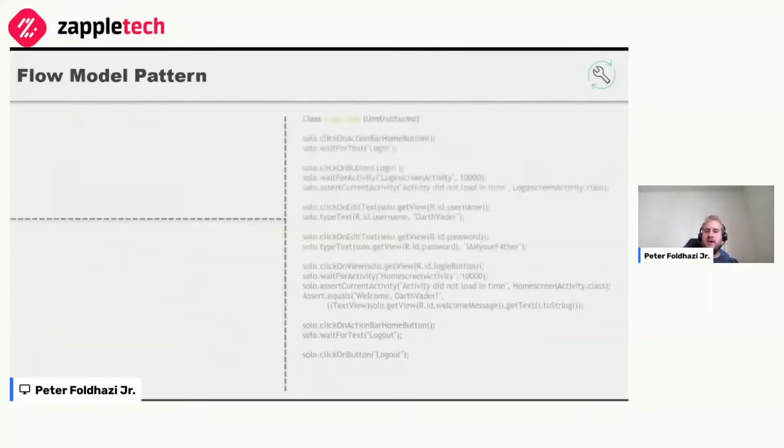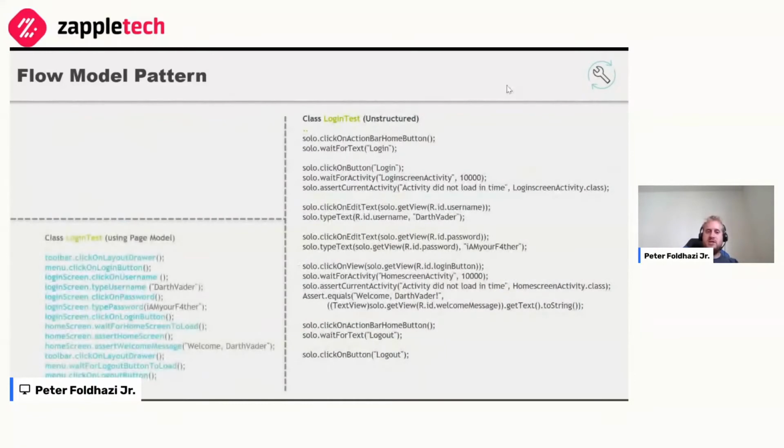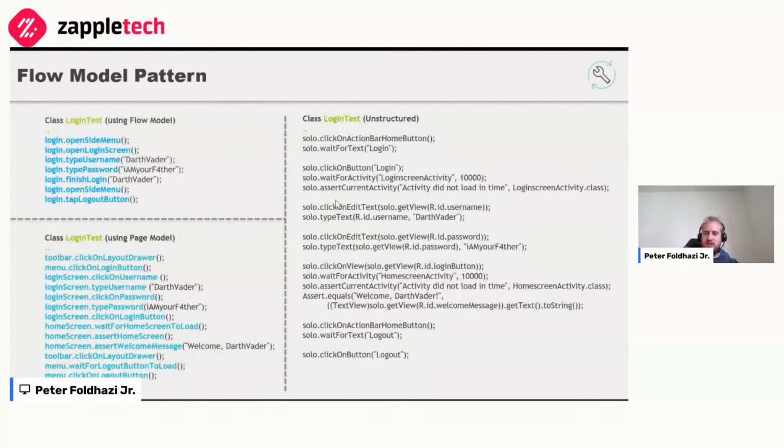And how does it compare to all the other implementations? So the unstructured is much longer and not so readable. You don't know where you are and where you are going. And on the page model, actually here you already know where you are, which elements you're going to interact with. So it's already maintainable, readable. So that's pretty awesome. But in the login test, you know exactly what you are doing. So you know what test you are executing here.